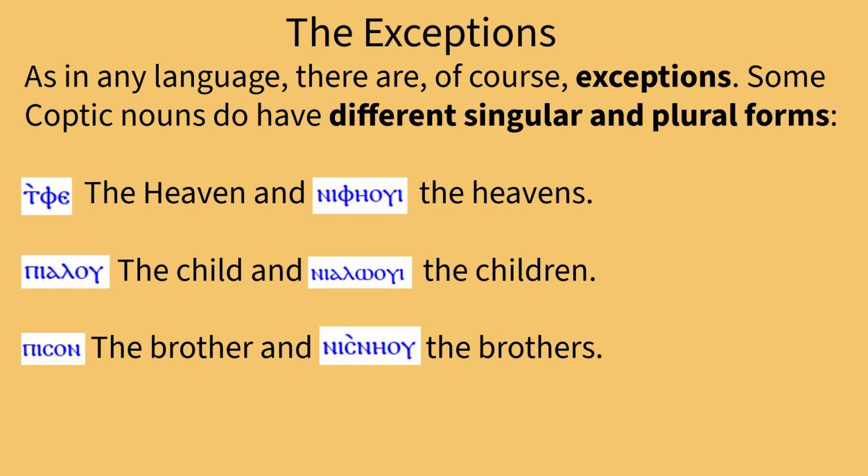Then we have bialu, "the child", and that's the singular, of course. And then in the plural we have nialui, meaning "the children". Then we have bison, meaning "the brother", that's the singular. And then we have niasnow, meaning "the brothers".